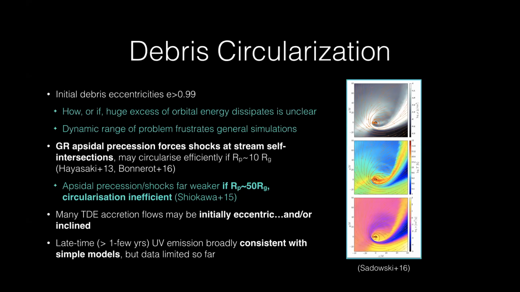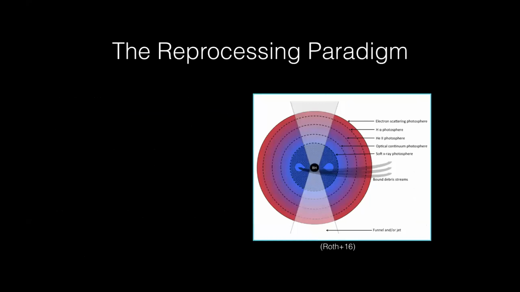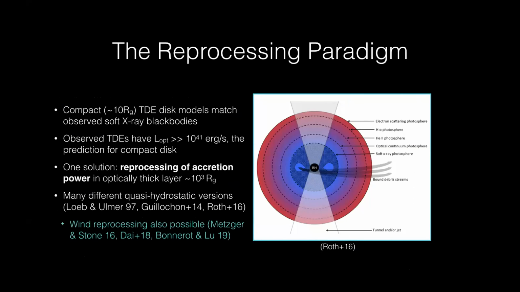The initial phase of the TDE accretion flow probably retains significant eccentricity, and in addition is probably inclined with respect to the black hole equatorial plane. But at late times, there is reason to believe that these disks should settle down into something more like a standard accretion flow. So at early times, as Yair said, there are, I would say, currently two competing ideas in the literature about how to explain the large optical and UV photospheres that we see.